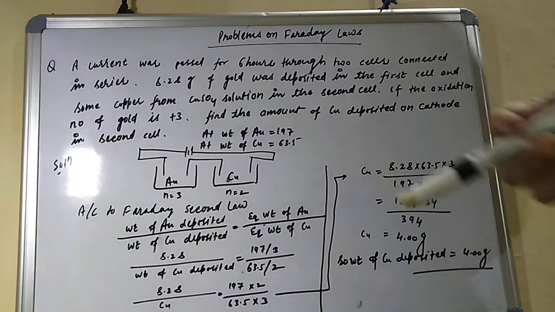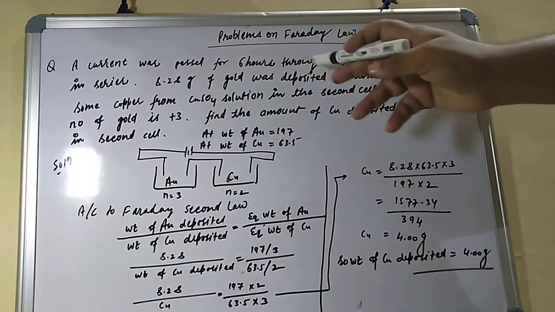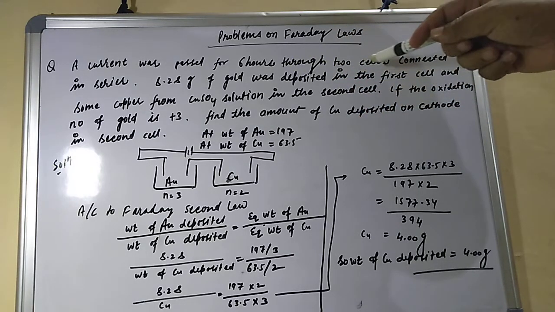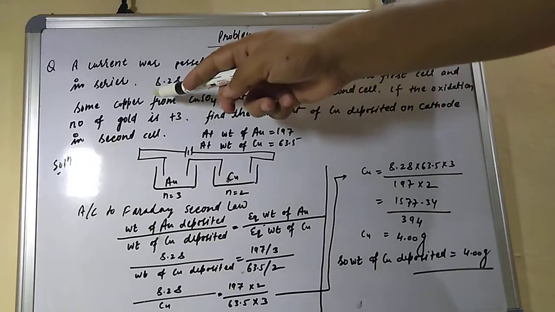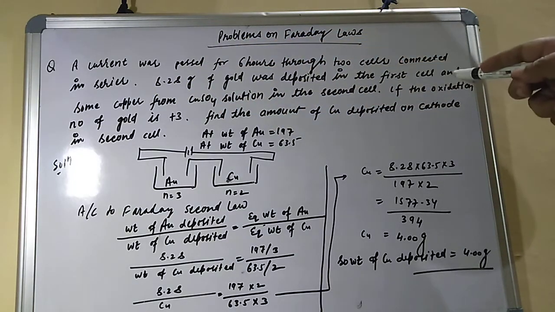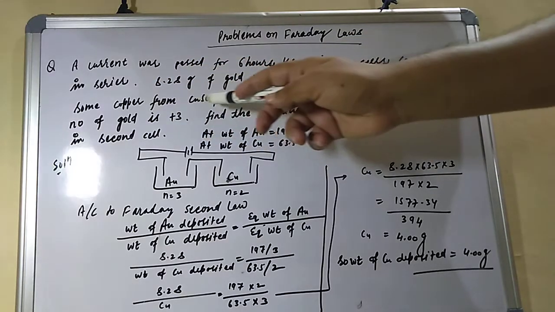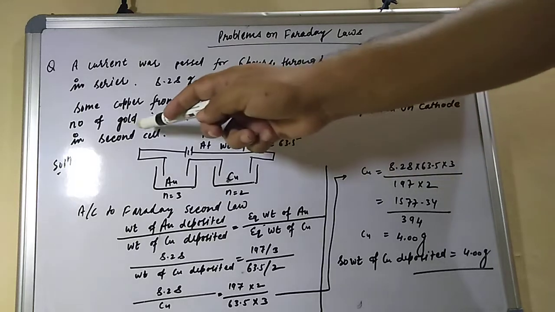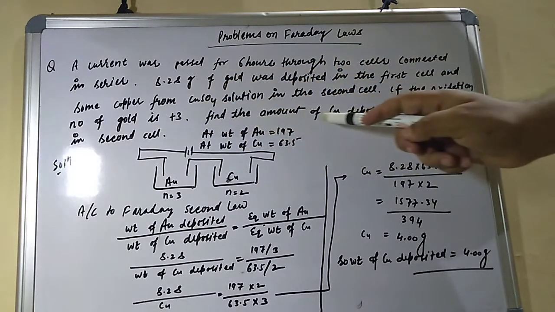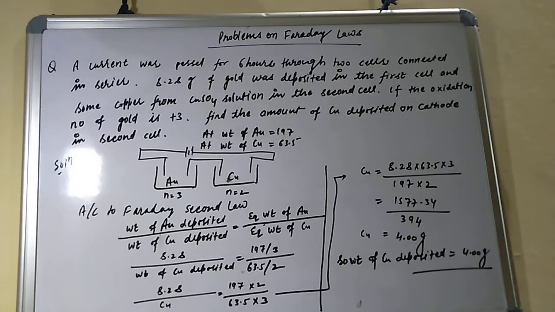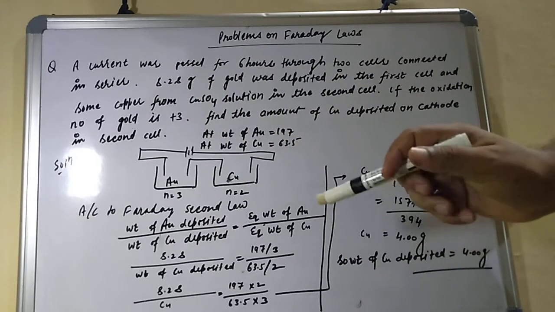The problem says that a current was passed for 6 hours through two cells connected in series. 8.28 gram of gold was deposited in the first cell and some copper from the copper sulfate solution in the second cell. If the oxidation number of gold is plus 3, find the amount of copper deposited on the cathode in the second cell. Okay, this is a very simple type of problem.